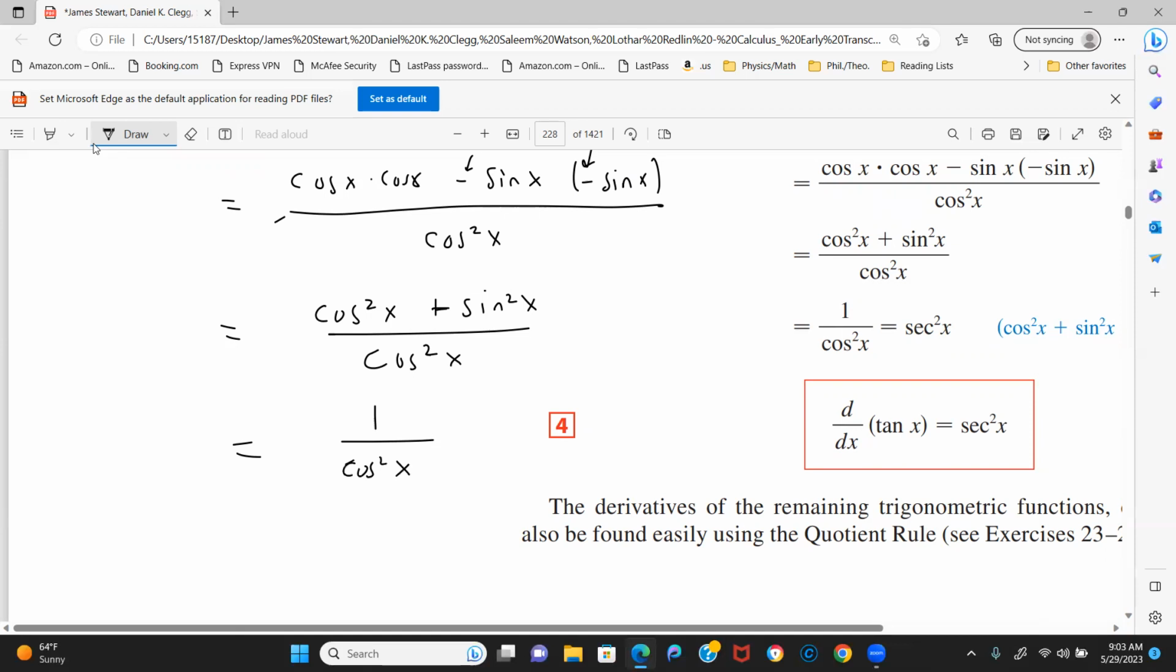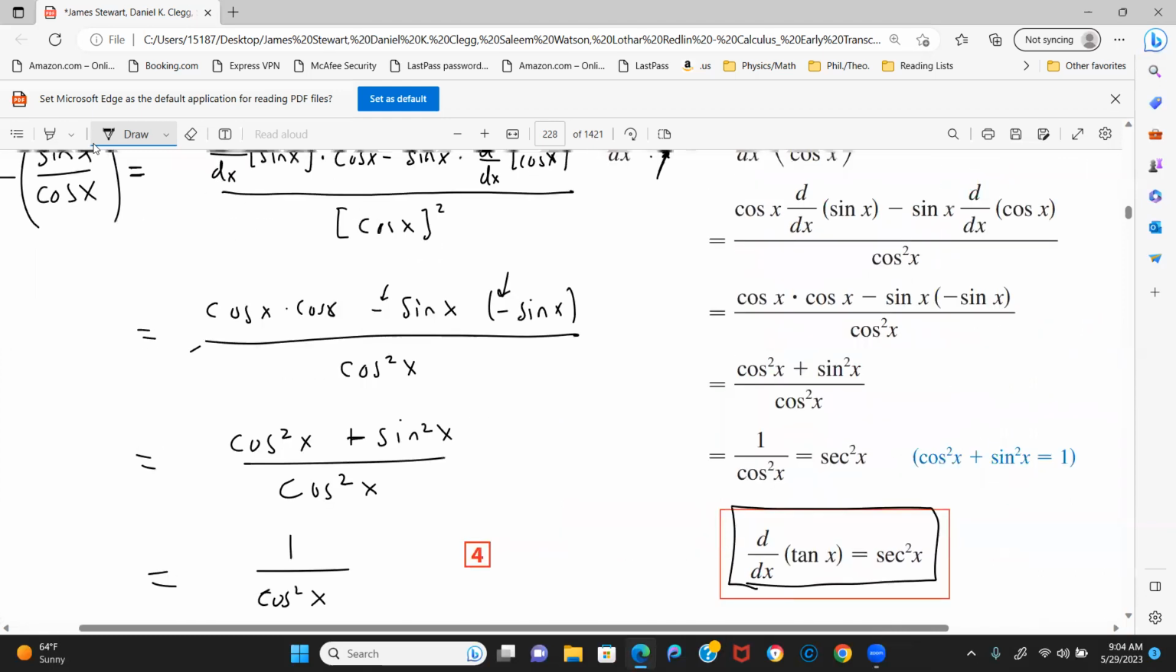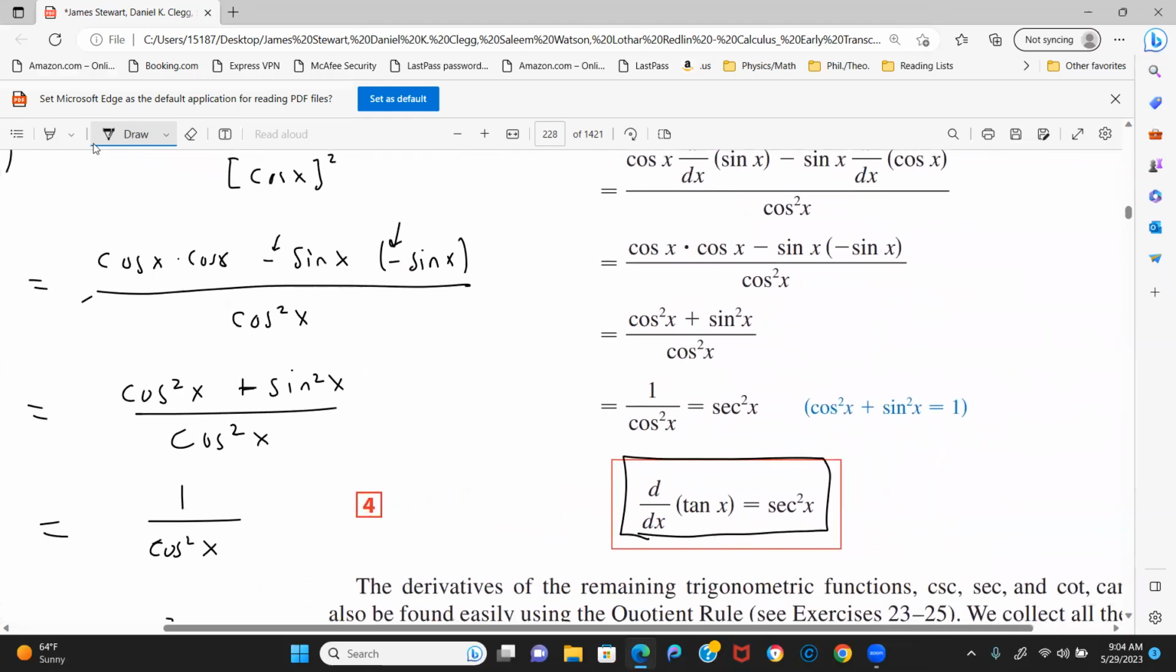So all these formulas are useful. They're not just formulas that math teachers or professors want you to memorize to make your life more miserable. So then this is going to become secant squared x, and that's exactly what we have over here. So the derivative of tangent x is secant squared x.